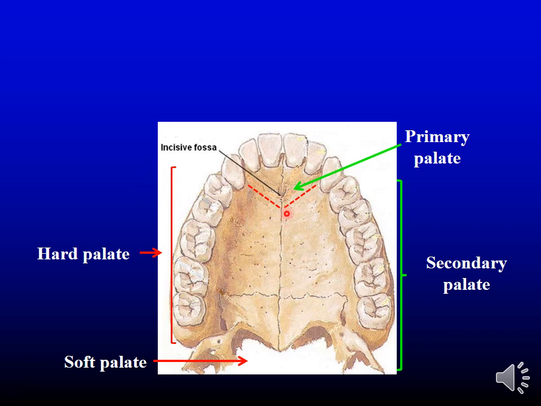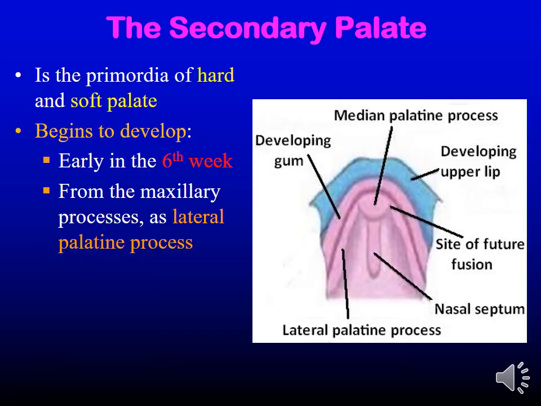This picture shows the anatomical sites of the primary palate, and this is the secondary palate. This is the line that separates between them. This is an imaginary line, of course. The secondary palate is the primordia of the hard and soft palate. It's composed of a bony part and a soft part. It begins to develop early in the 6th week from the maxillary processes as the lateral palatine processes.